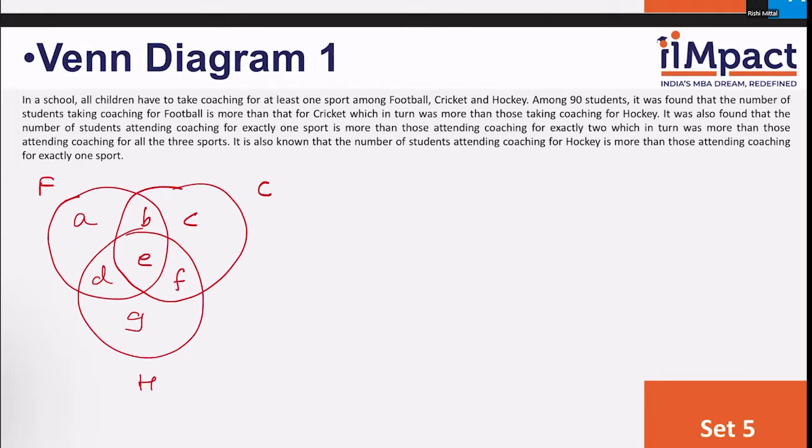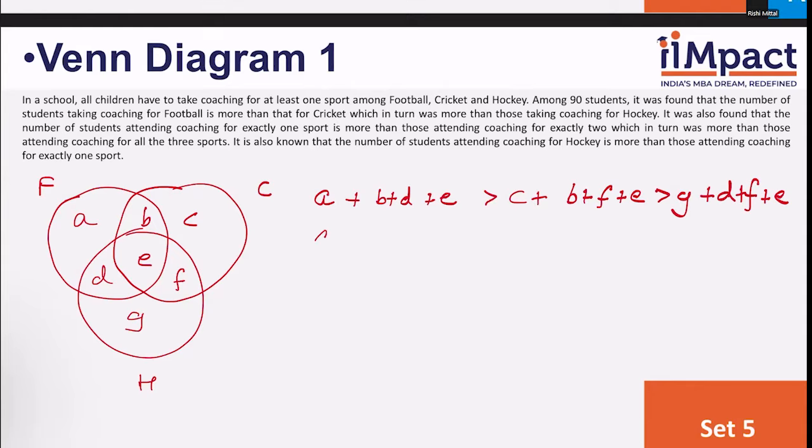Football is greater than cricket. So football, which is A plus B plus D plus E, is greater than cricket, which is C plus B plus F plus E, which is greater than hockey, which is G plus D plus F plus E. All right. It was also found that the number of students who take coaching for exactly one sport, which is A plus C plus G, is greater than those taking two sports. So B plus D plus F is greater than E.